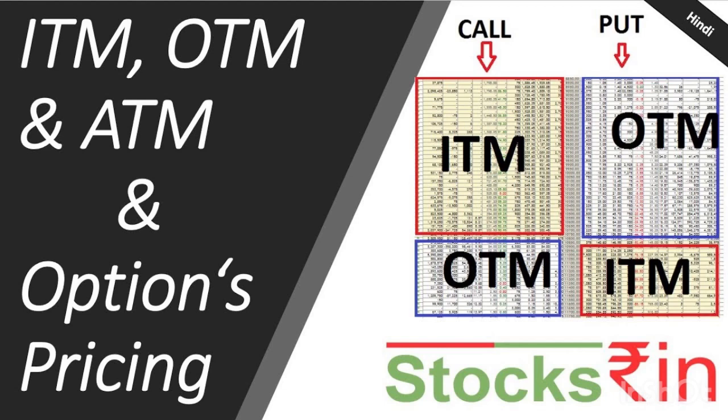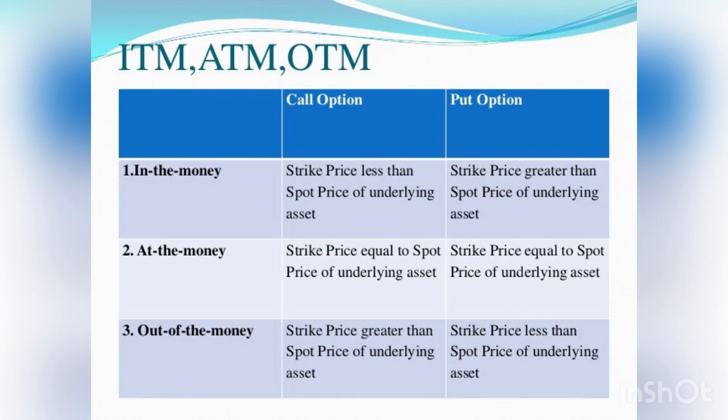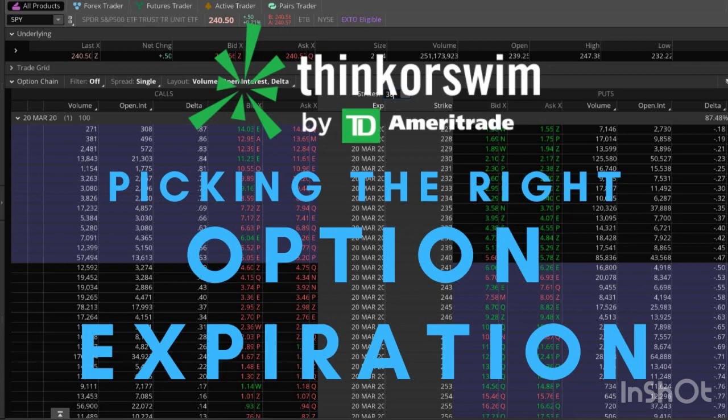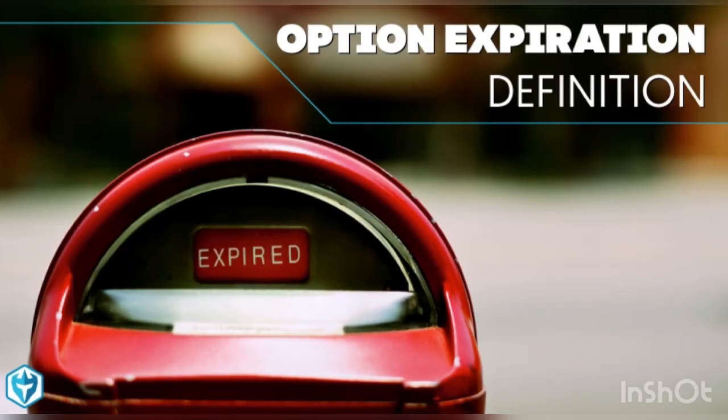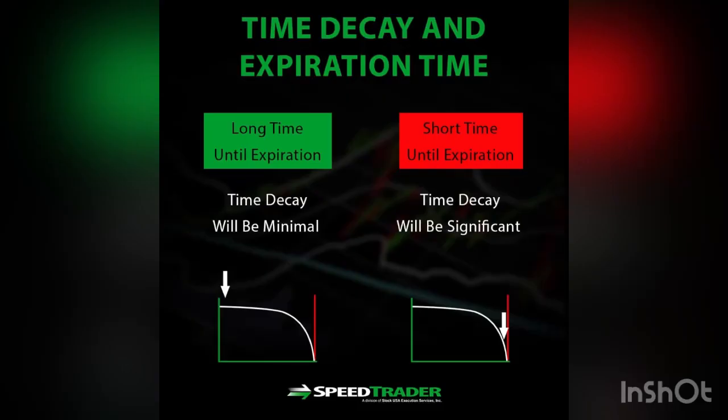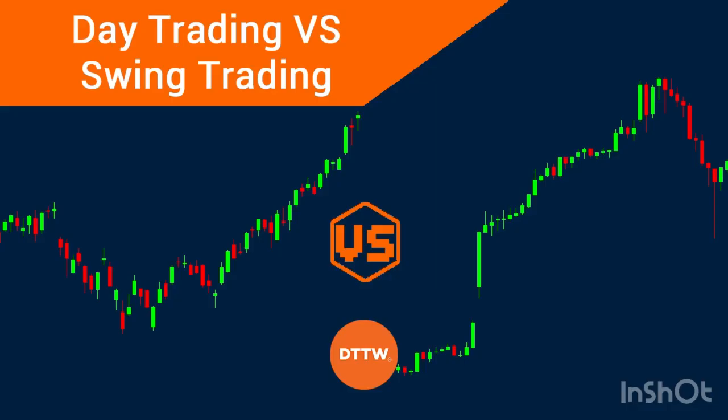When you get to certain contracts, you're going to see something called in the money, at the money, or out of the money. This is a breakdown of what in the money, at the money, and out of the money are. It is very important to know how much you're going to spend on your contracts, and it's very important to pay attention to the expiration date. That is very important because of time decay: the value of your contract can go down if it's not going up the way you think.